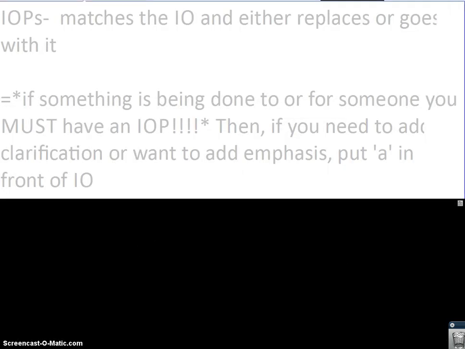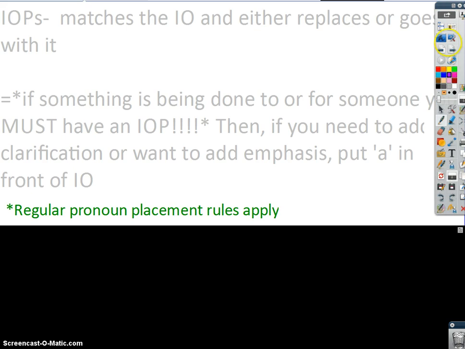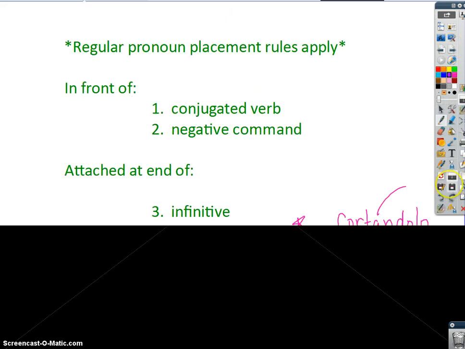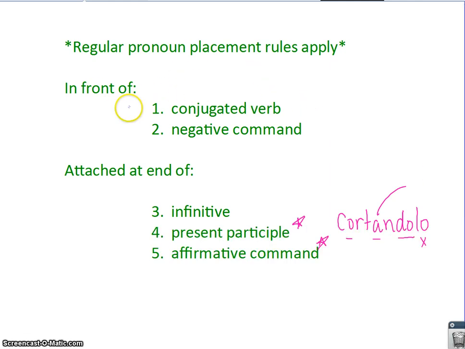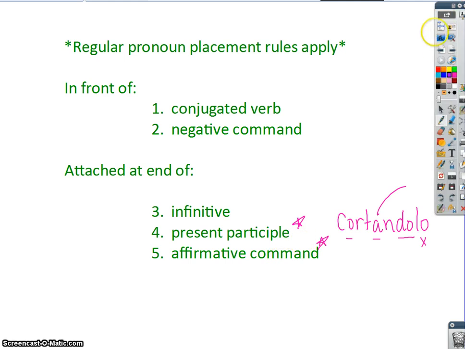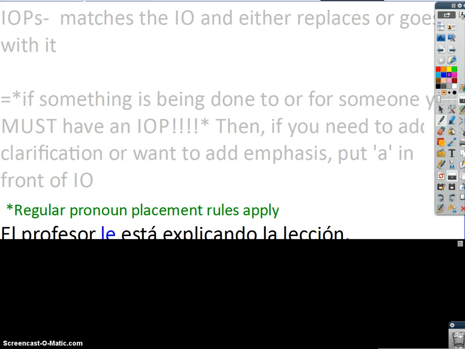Okay, you guys already have this information written down. I'm just following it up. That regular pronoun placement rules apply. So go ahead and write that down next in your notes after what we just wrote. That regular pronoun placement rules apply. And let me just remind you, you don't have to write this in your notes. We'll put a sticky note in this spot in your notes next class. But here are your regular pronoun placement rules. In front of a conjugated verb or negative command. Attached at the end of an infinitive, present participle, or affirmative command. That's just a reminder.